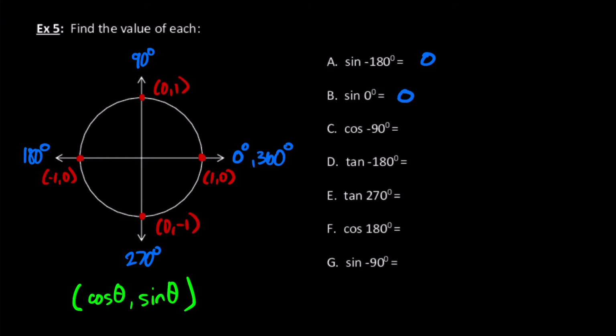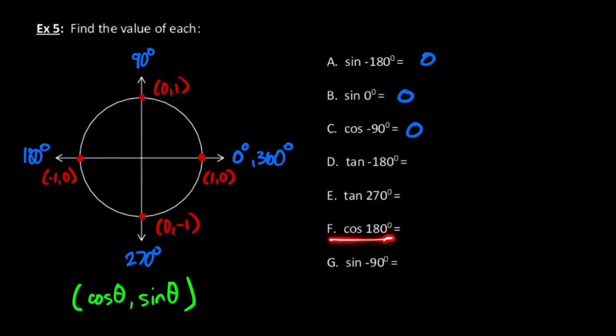Cosine of negative 90. Where is negative 90? Well, that's positive 90, so negative 90 is down here. Negative 90 and 270 are what we call coterminal. So I'm looking at this coordinate. I want cosine. Cosine is the x coordinate. So I want that right there. Cosine of negative 90 is 0. I will skip the tangents. I want to focus just on cosine and sine, then we'll go back to tangent.